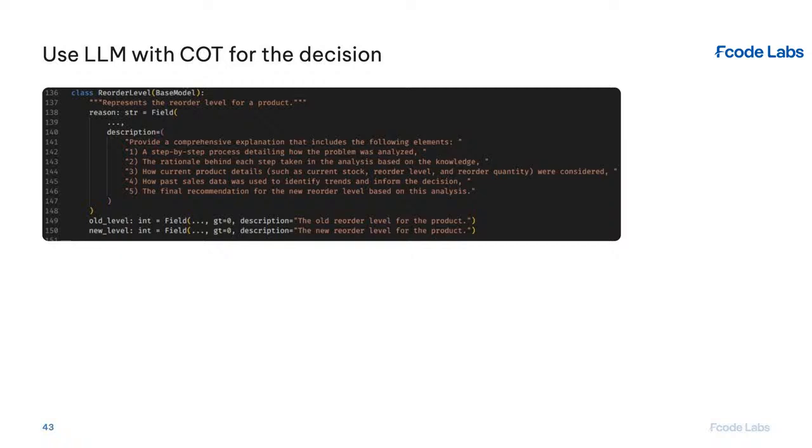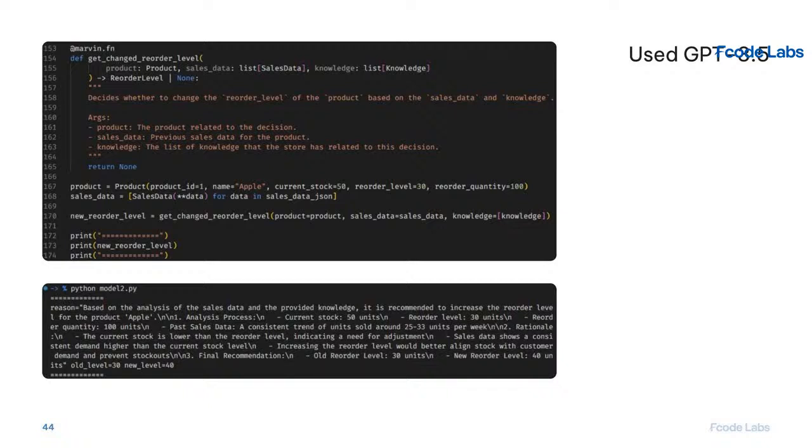To work with chain of thought, I have this reorder level class with a reason. So this class is going to give a new reorder level, or it can have the same reorder level also, but every time the LLM needs to have a better reason for changing the reorder level. Then to get the changed reorder level, I have written this function. It gets the product.